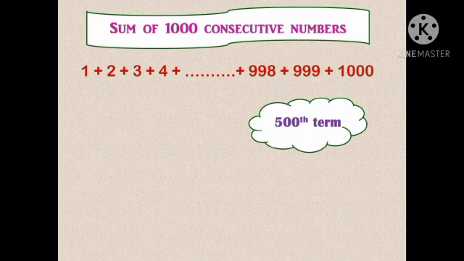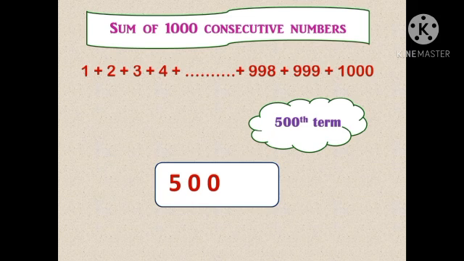In this series, it's very easy to find the 500th term. It is only 500. Next, insert another 500 at the end. Then we will get the final answer. So the final answer will be 5 lakh and 500. Let me repeat it once again. If we want to add 1000 consecutive numbers, we have to find the 500th term in the series and insert another 500 at the end. Then we will get the final answer.